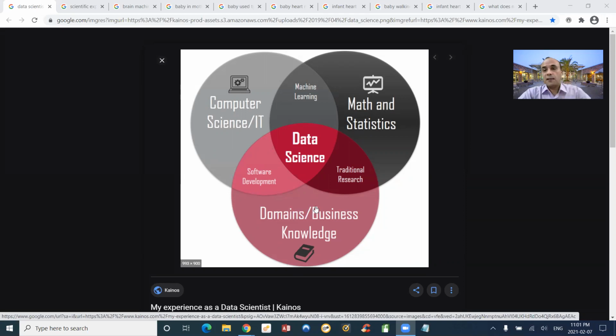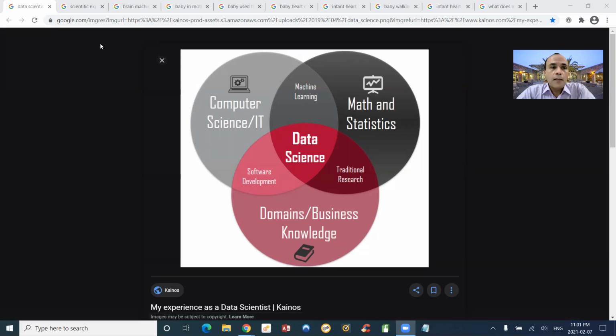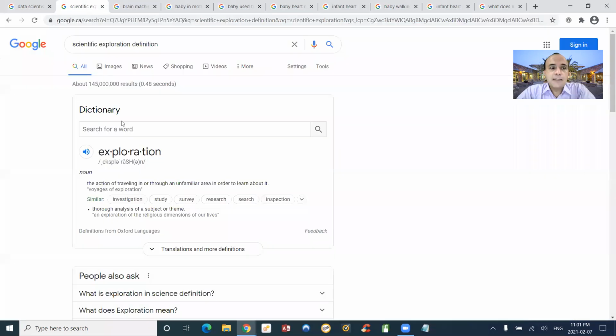So that's what we want to do. And the first main topic that I would like to cover is coming from the science part, the scientific exploration. Now, how is it defined? Exploration is defined as the action of traveling in or through an unfamiliar area in order to learn about it through analysis of a subject or theme. So that's what exploration is.